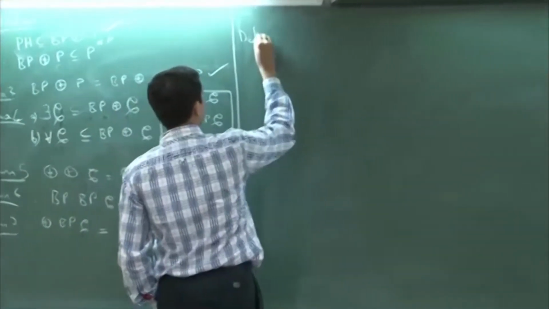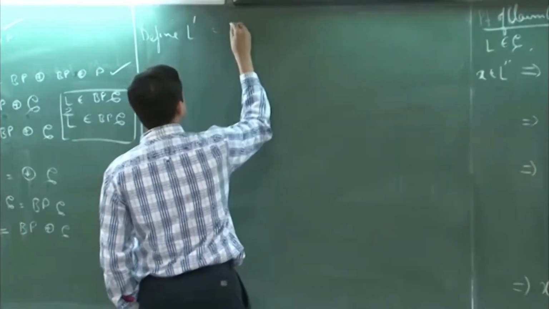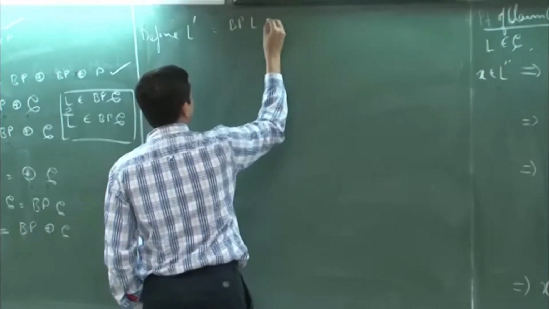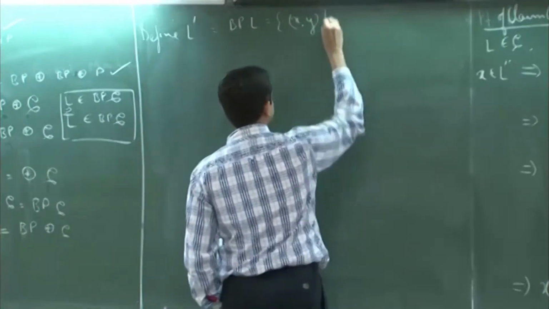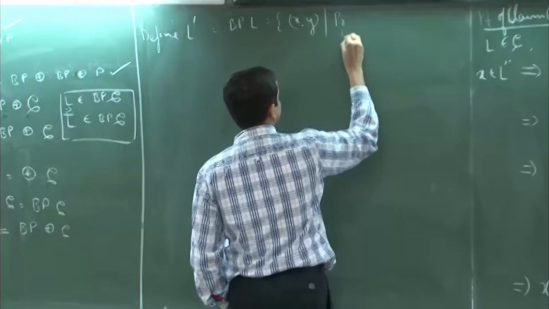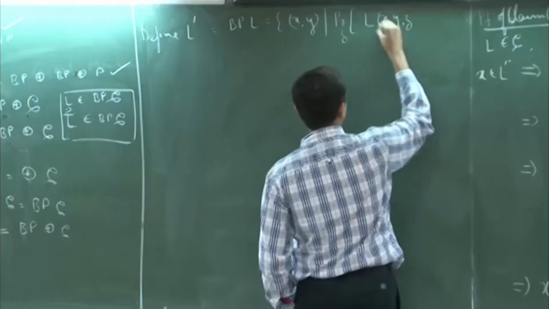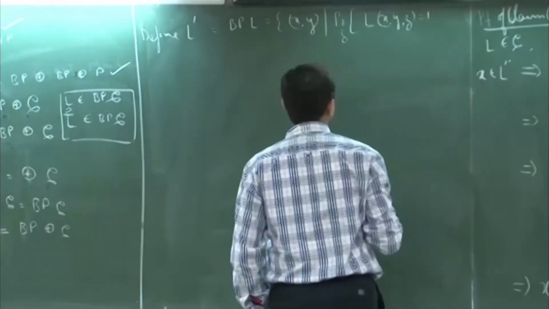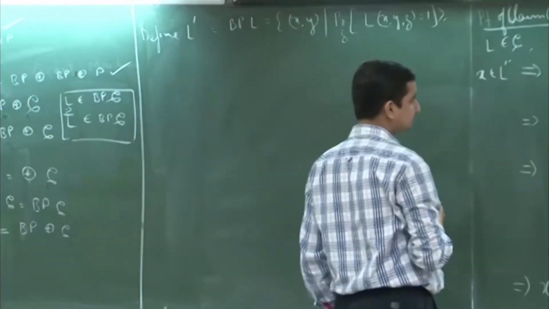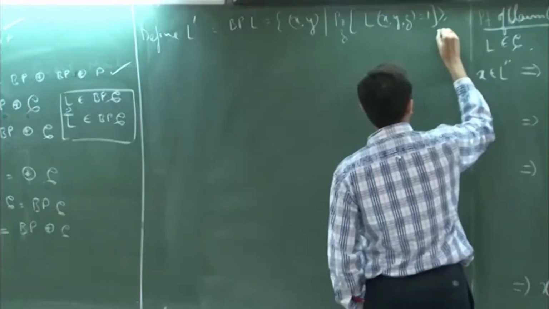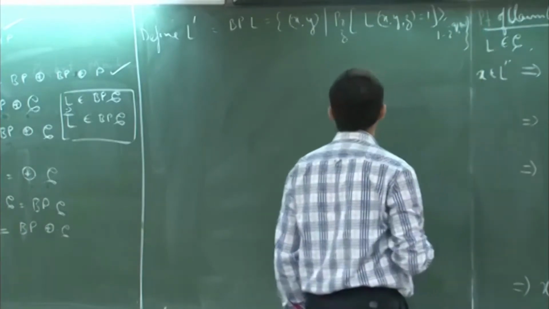Okay. So, define L prime based on L as the class BP dot L. BP dot L is the set of all, I can think of them as tuples x comma y, such that the probability that L x y z is 1 is greater than 1 minus 2 to the power minus q1 of n.